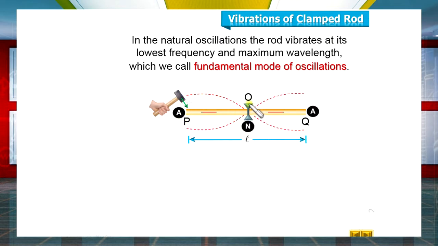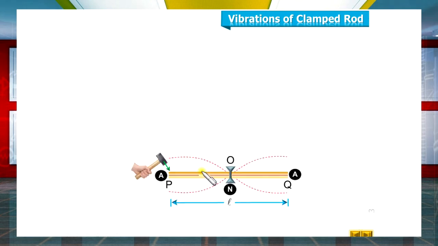Because this point O is a fixed point and a fixed point is always a node. So O will be the node, and both P and Q are free points. So this will be an antinode and this is also an antinode. And this least type of wave will be like this. So let us do one thing. Let us make this diagram on the next page like this.